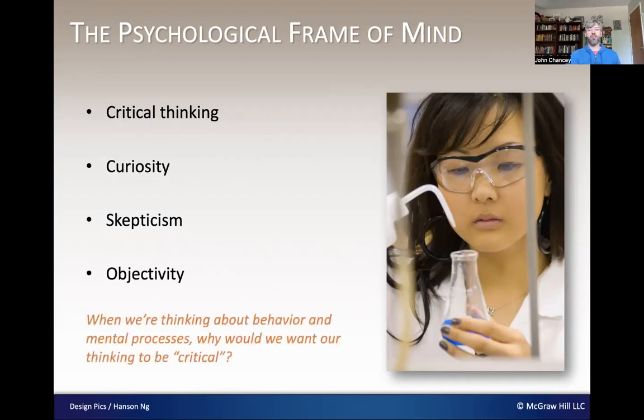So thinking about these different processes, critical thinking, curiosity, skepticism, objectivity, think about behavior and mental processes. Why would we want our thinking in this case to be critical? Maybe pause the video, write some ideas down and come back whenever you're ready.